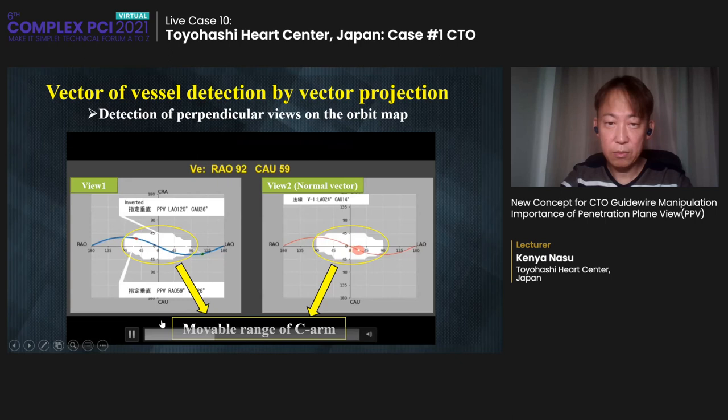This diagram shows the vector of the Bessel detection by the vector projections. This is what the curve looks like. On the left, the PPV is illustrated, and on the right, the OPV is illustrated. The curve within the yellow circle of both projections in the white section indicates the movable range of the C-arm. If the dot goes out of the white section, then the C-arm is in an unmovable position.